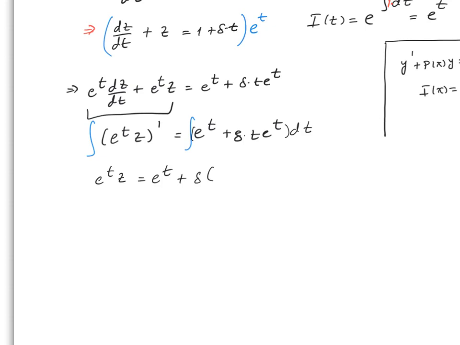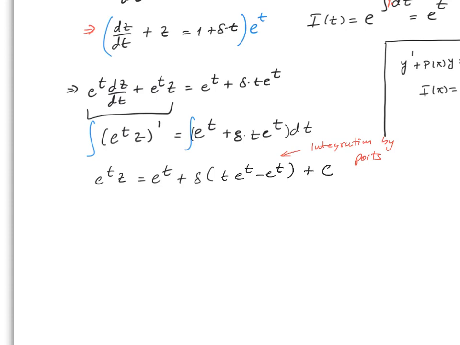Remember that delta is just a constant. You need to use integration by parts to integrate this. And if you do integration by parts, you end up with t e to the t minus e to the t plus another constant. Remember, this is integration by parts. You should check this. This is all from calculus 1.